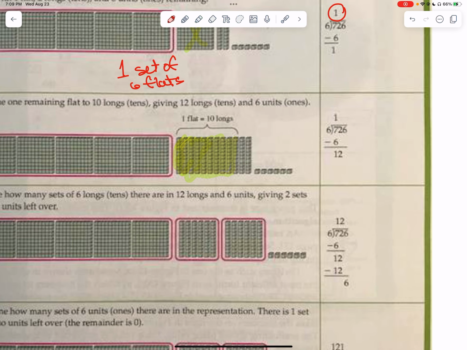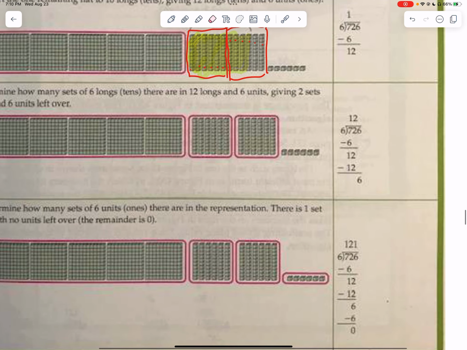And so now let's see how many 6s we've got. 1, 2, 3, 4, 5, 6. So there's one set. And then 1, 2, 3, 4, 5, 6. Oh, I've got another set. So now I've got 2 sets. Oh, I'll write it down here. So now I've got 2 sets of 6 rods.